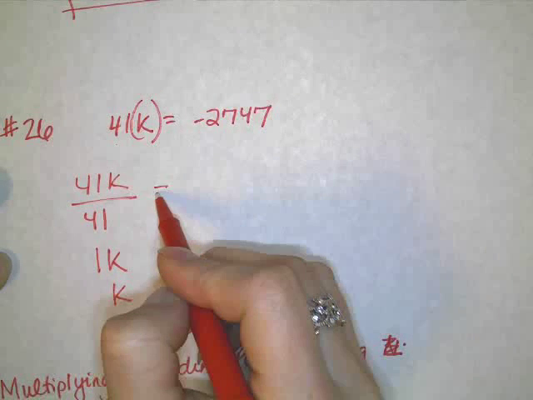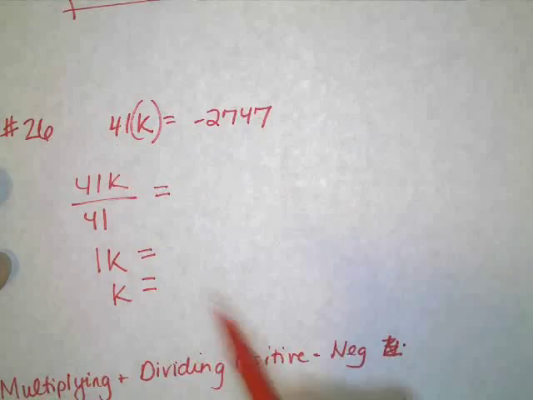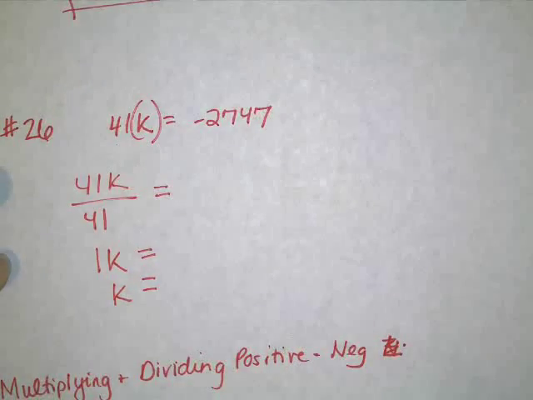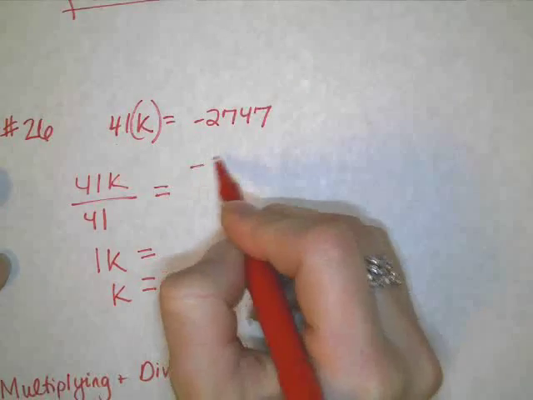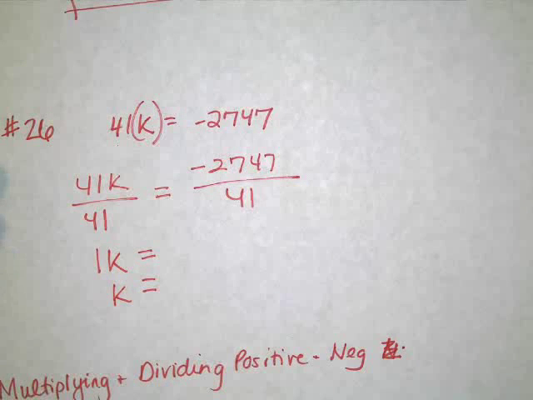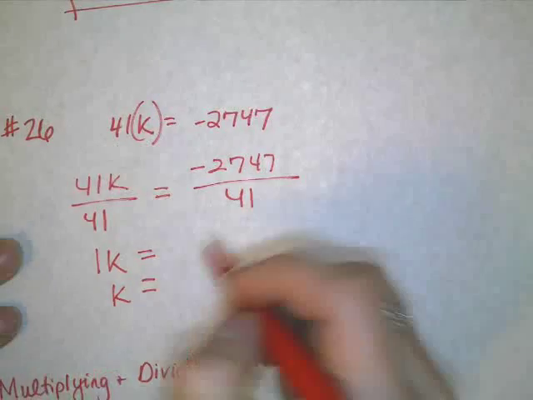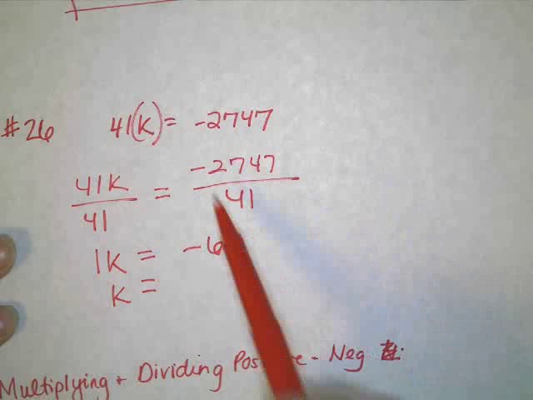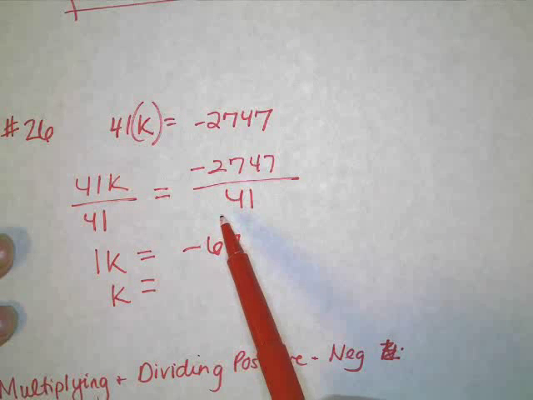All right, so Kelsey, what do we do to the other side? Okay, so we take negative 2,747 and divide it by 41. Dustin, did you get the calculator out? And what do you get? What, Max? It'd be negative 67. Negative 67, and Max knows it's negative because a negative and a positive make a negative, right?